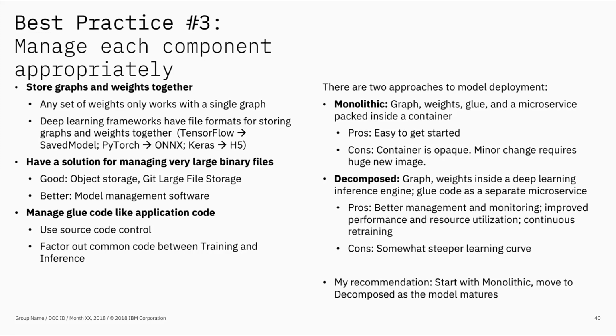Now, when you actually deploy the model, there are 2 high-level approaches for wrapping up these 3 components and deploying them in an application. The first is what I call the monolithic approach. That's where you take the graph, the weights, the glue code, and your favorite microservice framework, such as Flask, and stuff that all into a container. This is a very easy way to get started, an easy way to shoehorn a deep learning model into an existing container-based infrastructure like a Kubernetes cluster.